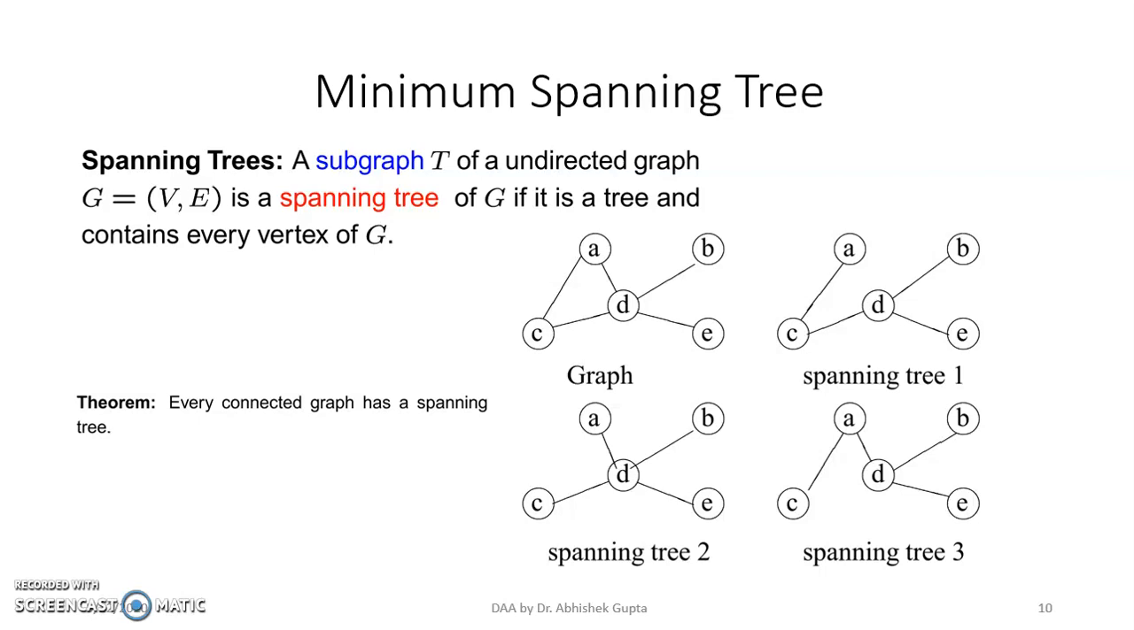In this lecture, I will explain the minimum spanning tree. So we know that this is a graph. You can see my cursor. This is a graph, right? And we represent this graph as G equals V comma E. Here V is representing the vertices and E is representing the edges, right?